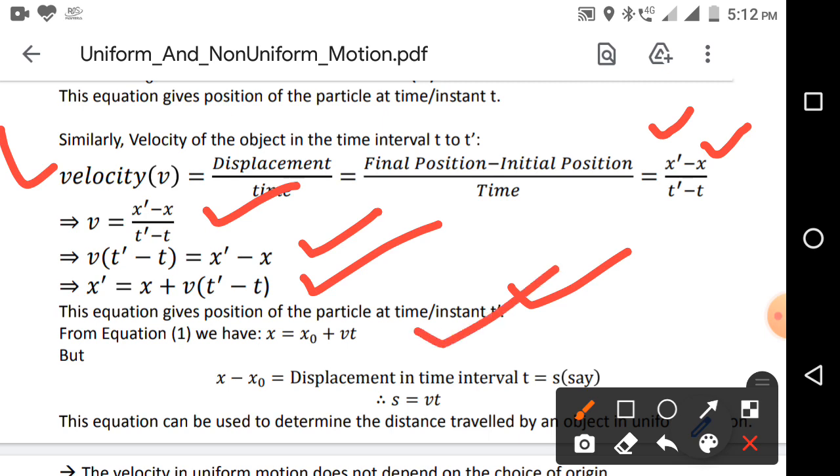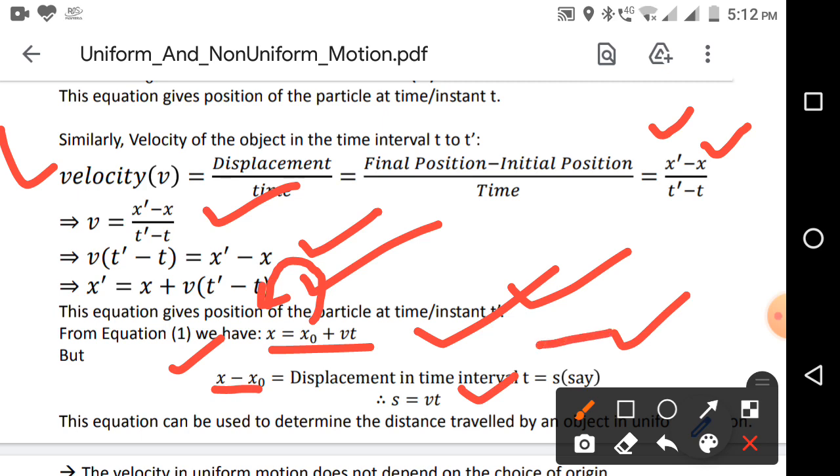From equation 1 we have x equals x0 plus vt. So x minus x0 is the displacement in time interval t. Let the displacement be s, so we can write s equals vt. लिख सकते हैं कि नहीं? देखो, x0 is on the left hand side, then we get x minus x0. x minus x0 is s or displacement, so v equals s by t. We can write s equals vt. This equation can determine the distance traveled by an object in uniform motion.